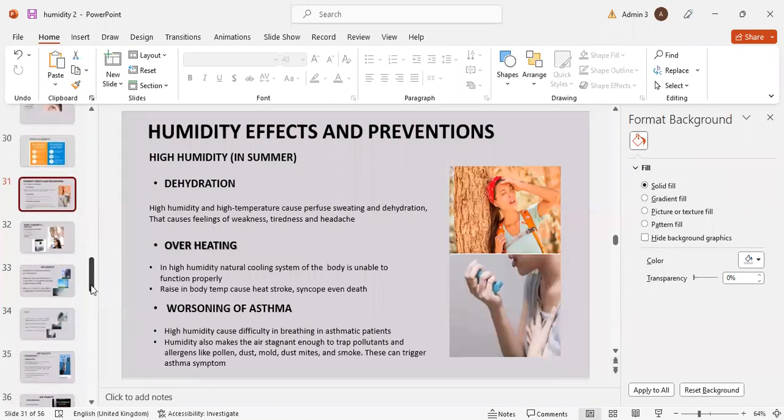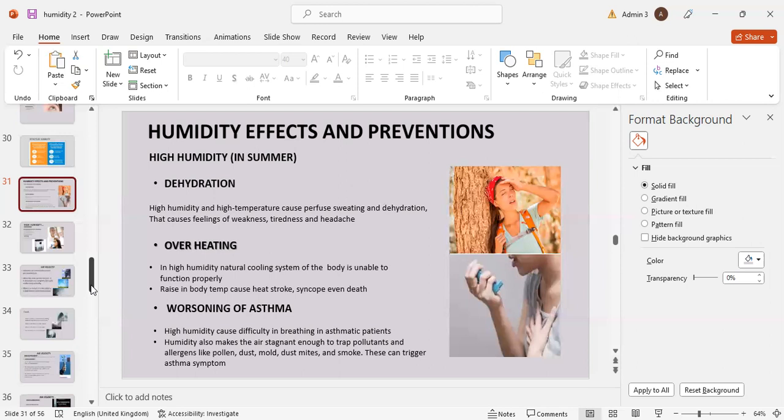And these are the effects of high humidity and its preventive measures. High humidity, for example in summer, causes dehydration. High humidity and high temperature cause profuse sweating and dehydration that cause a feeling of weakness, tiredness, headache, and overheating. In high humidity, the natural cooling system of the body is unable to function properly. Sweat from the body does not evaporate. This causes a rise in body temperature and can cause heat stroke, syncope, even death.